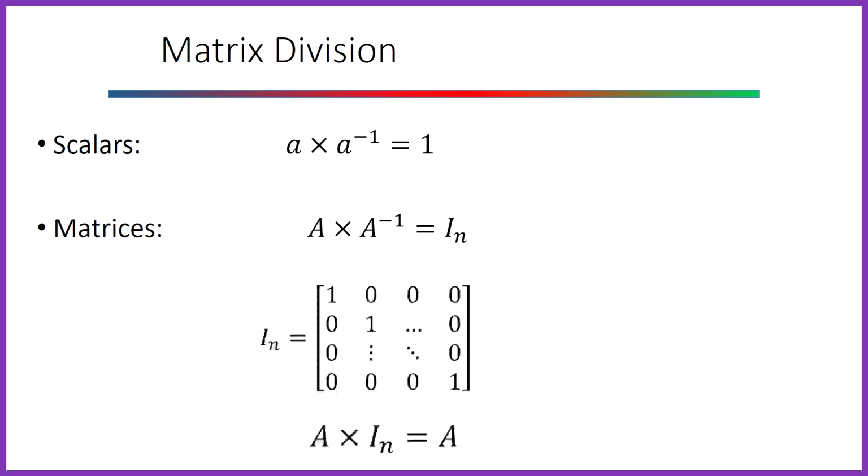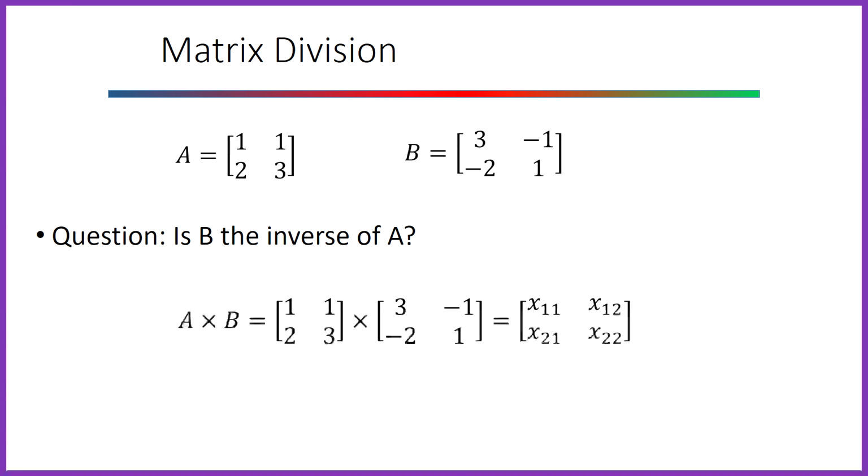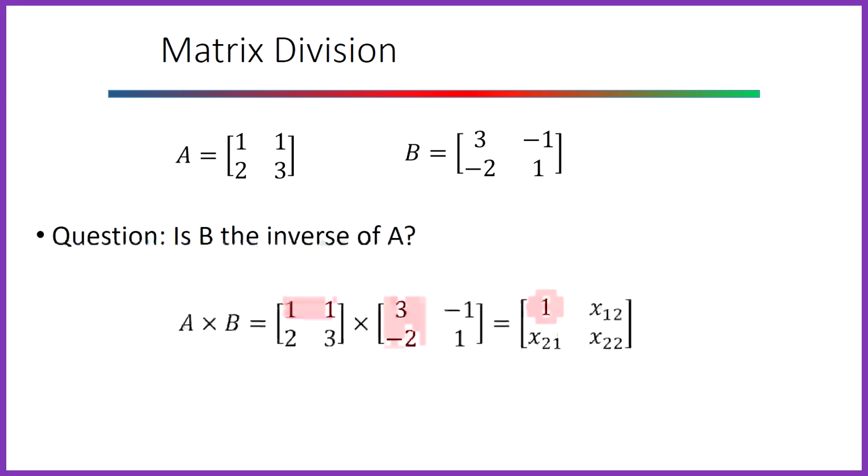But how do we calculate that inverse matrix? Well, first, let's just make sure that we know how to check if one matrix is the inverse of another. Let's take one example. We'll take the matrix A and make it equal to [1, 1; 2, 3]. And we'll make the matrix B equal to [3, -1; -2, 1]. We're going to ask the question, is B the inverse of A? To figure this out, we need to multiply A times B and see if we get the identity matrix.